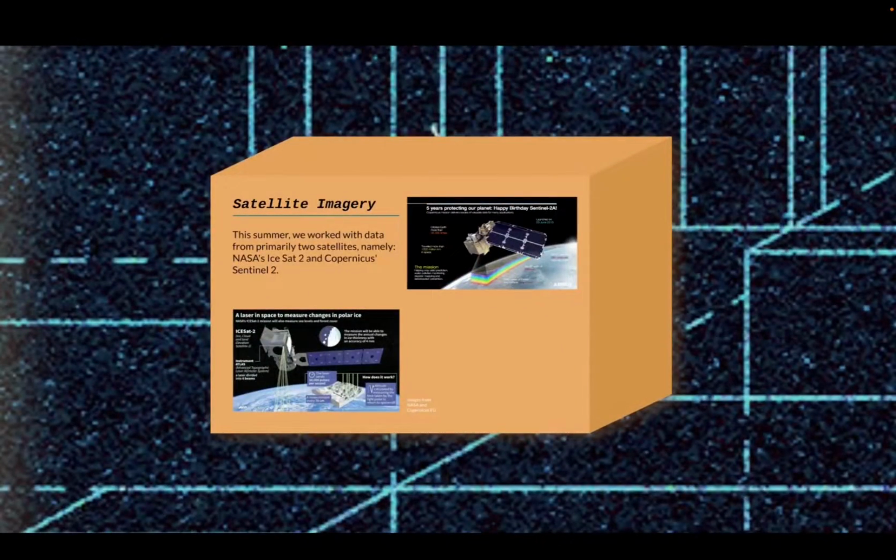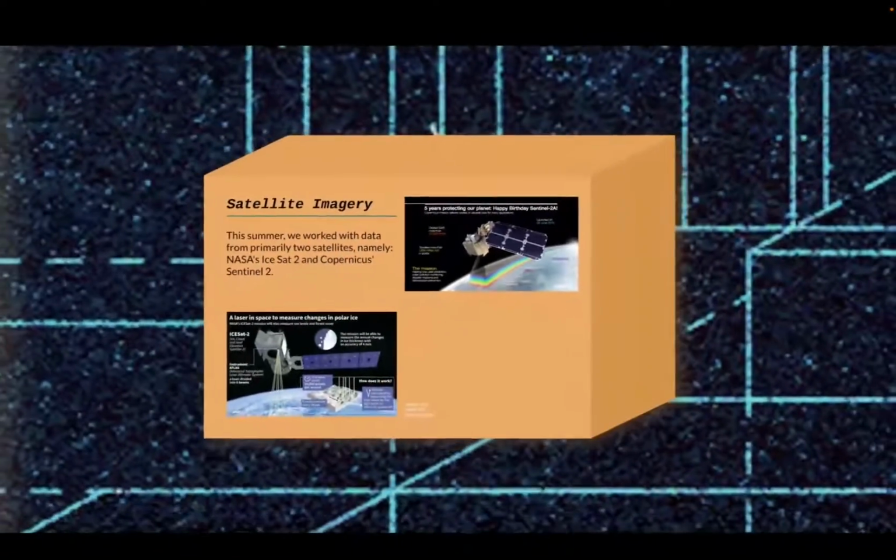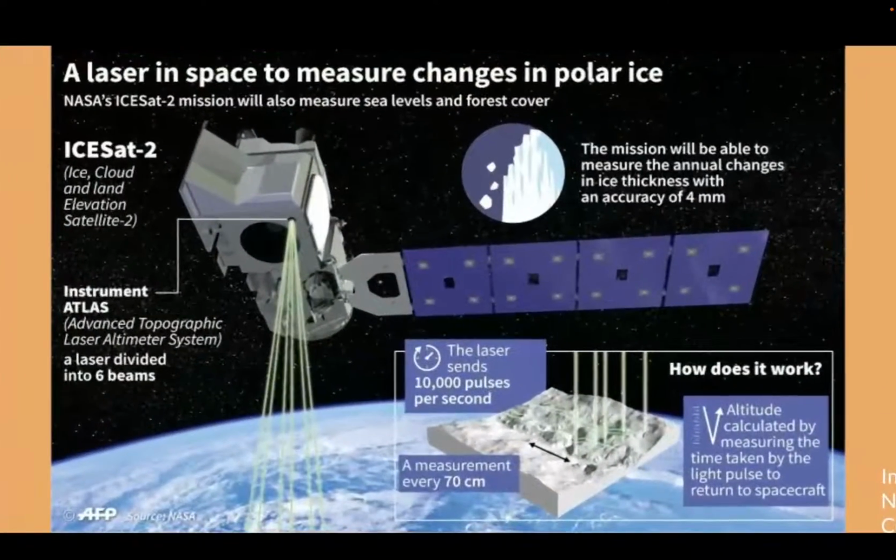Over the course of this summer, my research and work on ICESpark has primarily been focused on finding the intersections between the EU Copernicus Sentinel-2 and NASA's ICESat-2. Here we have a simple infographic about the Sentinel-2 satellite and one about ICESat-2 as well.